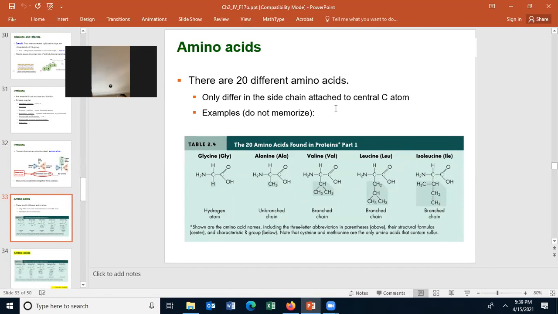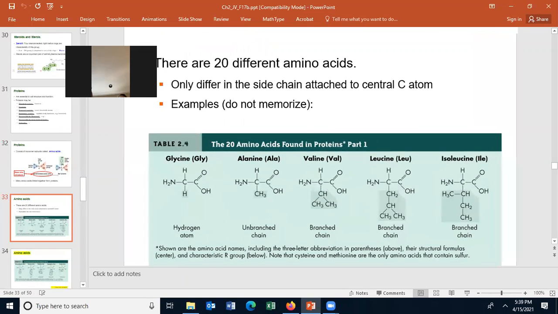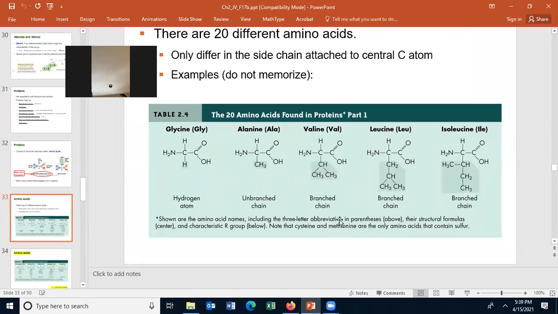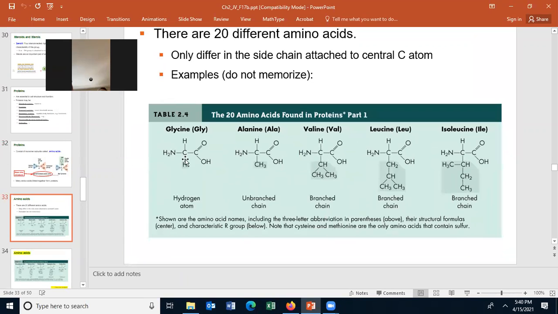Let's talk a little bit about the R groups. There are 20 different amino acids. Each one of them has a different R group. The simplest R group is glycine, which simply has a hydrogen atom in that R group right there. Let me see if I can blow this up a little. You don't need to memorize this table. I'm just showing you the different R groups.